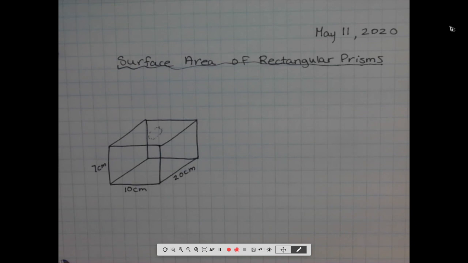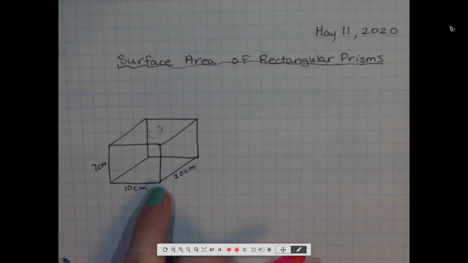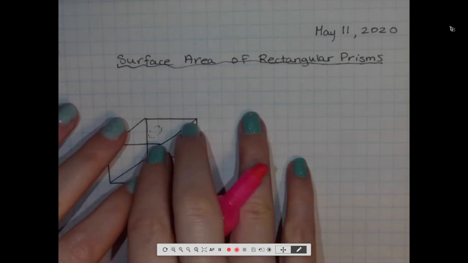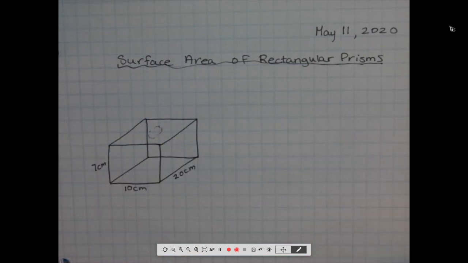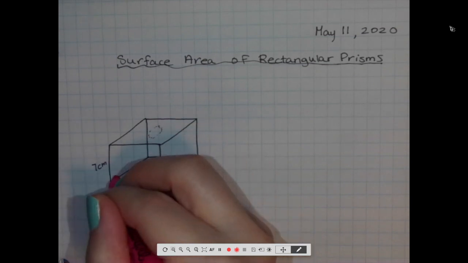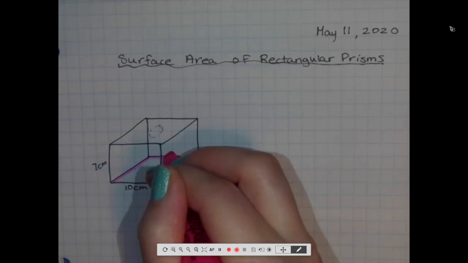One of the things that I like to do is start at the bottom and let all the pieces almost flop open. So, I'm going to start with this bottom panel.